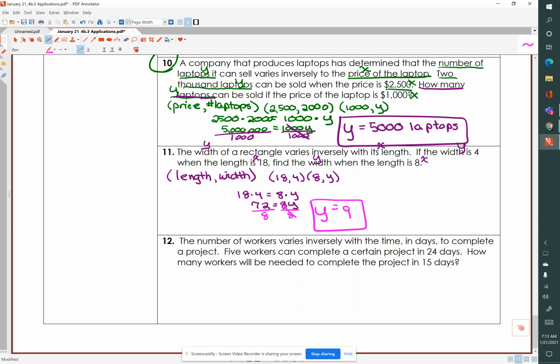And lastly, number 12, we have a problem about completing a project, another very common kind of business math problem. So the number of workers varies inversely with the time in days, okay? Remember we talked about being careful with the units of measure and time to complete a project. So number of workers is our y, and time in days is our x. So our x value is time, and our y value is the number of workers.